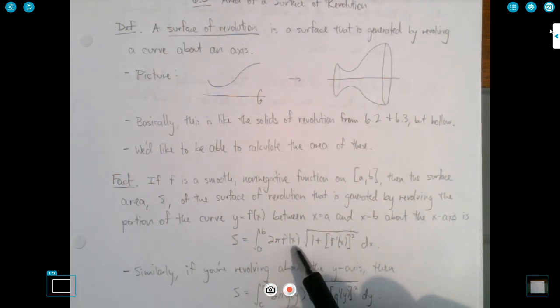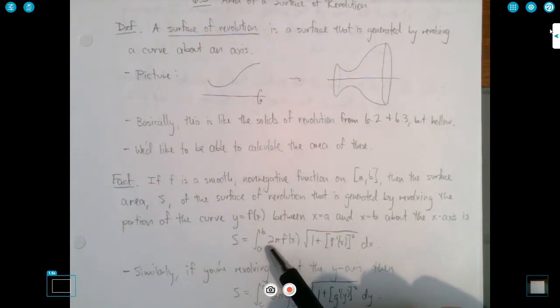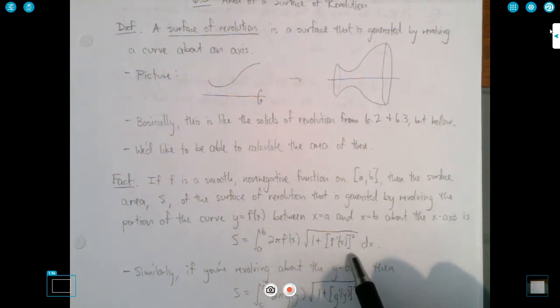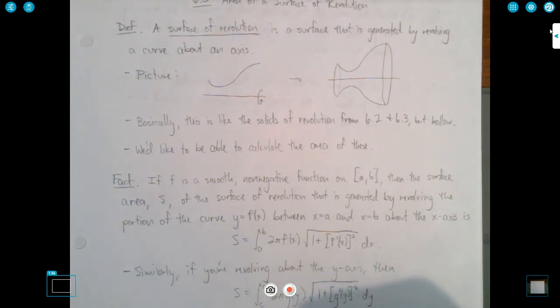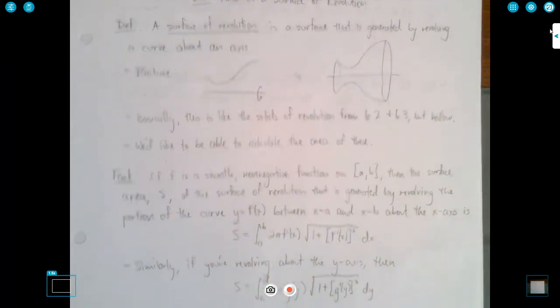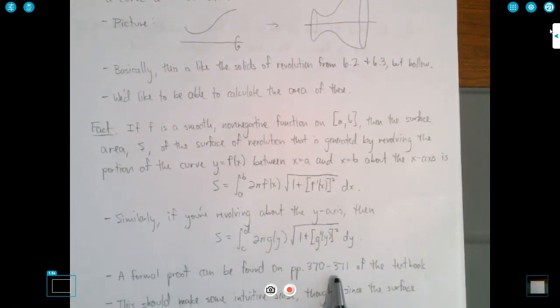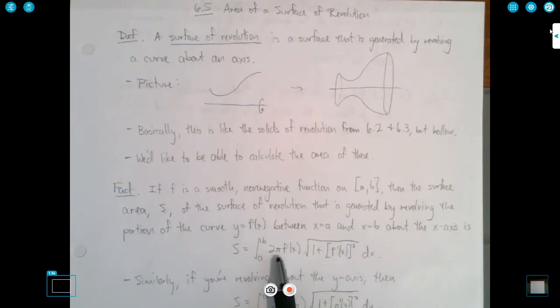So in other words, if you wanted to find the surface area of a cylinder, you would do 2 pi times the radius times the length of the cylinder, right? So here's the radius, here's the length of the cylinder. You can kind of think of it like that. If you want a more formal proof of this fact, then you can read the textbook on pages 370 to 371. But that's basically the idea. It's 2 pi times radius times length.